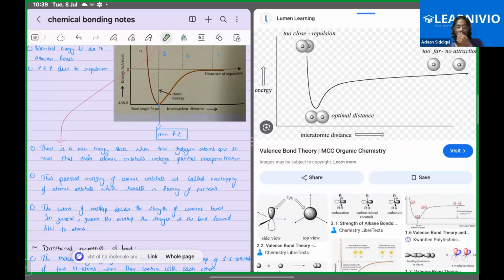I understood the too close part and the too far part. But what about optimal? Optimal means the point where the attractive forces are dominating over repulsive forces. It is the optimal point, a point where the bond is strongest, right? Okay, good.